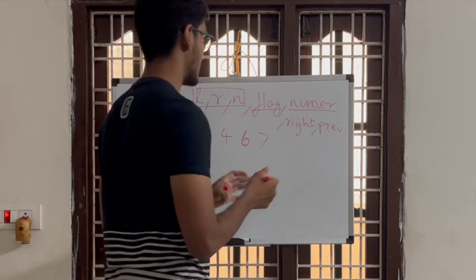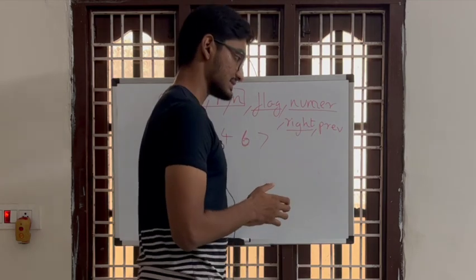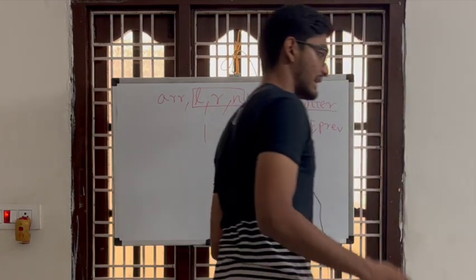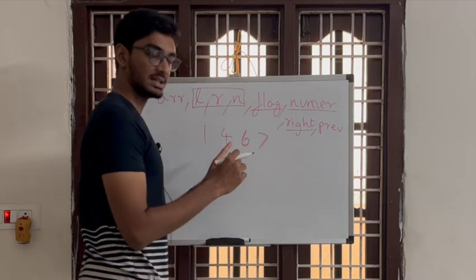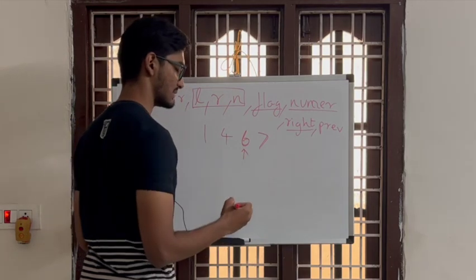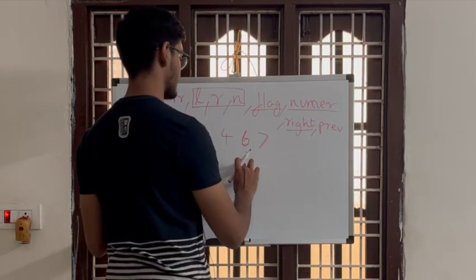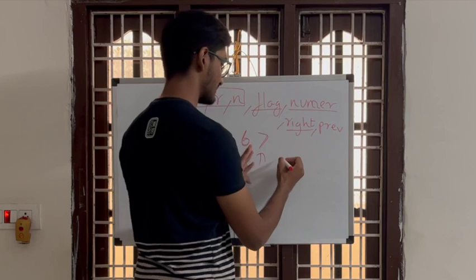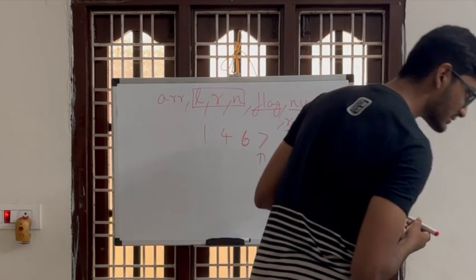Now, number is explained. Right is basically the pointer. This will be right initially. In that code, if you look at it, it is right minus this value, the right value.